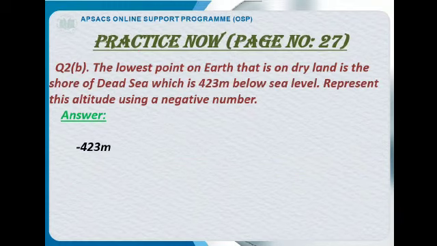Now this is question number 2, part B. The lowest point on earth on dry land is the shore of the Dead Sea, which is 423 meters below sea level. Represent this altitude using a negative number. So you have to write this 423 meters with the negative sign, because in the question it is clearly mentioned below sea level. Okay students.